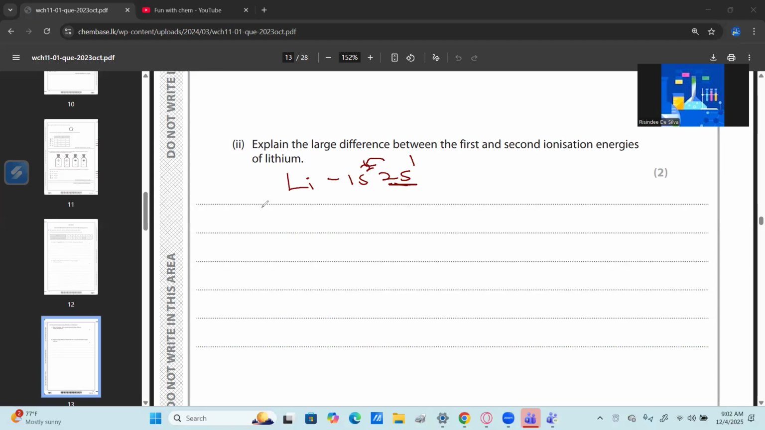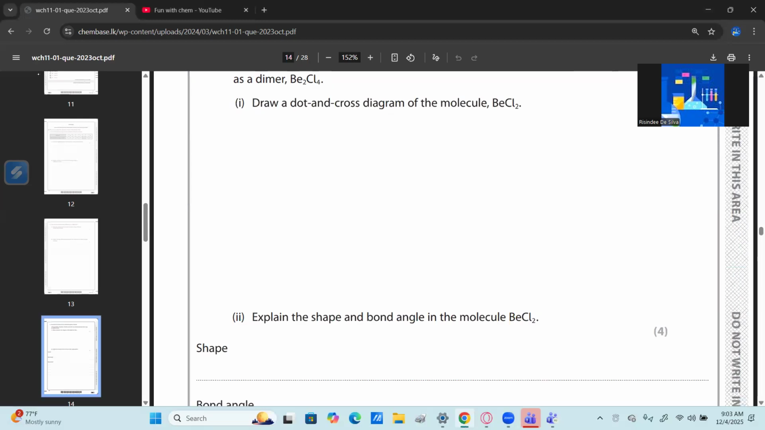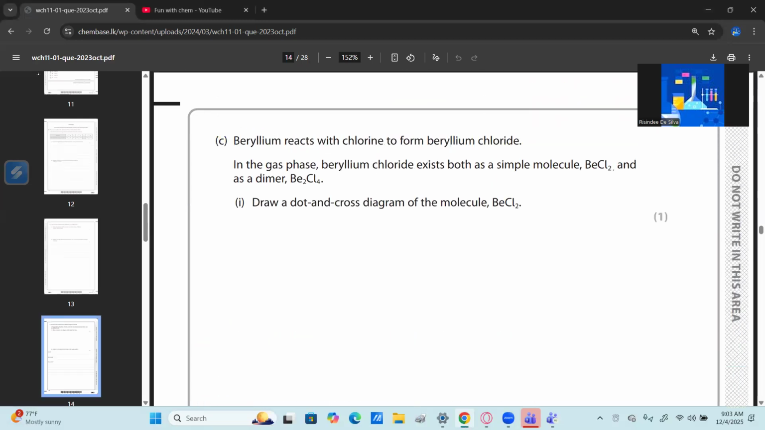So in the marking scheme, they have given second electron is removed from a inner main energy level or from a lower main energy level. 1 mark. Removal of an electron needs more energy as it is attracted to the positively charged nucleus. Removal of an electron requires more energy as it is closer to the positively charged nucleus.